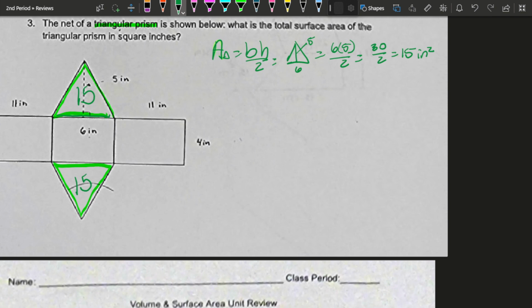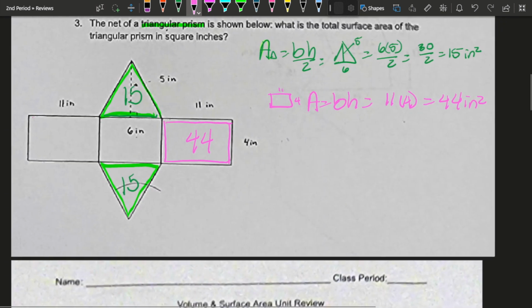So now we gotta look at the rectangles. So let's look at this right here. How wide is it? And how tall is it? So I'm gonna draw this right here. And this is a 4 by 11. So I'm going to find the area for this, which is just base times height, which is 11 by 4, which is just 44 inches squared. So I can put a big 44 in here.